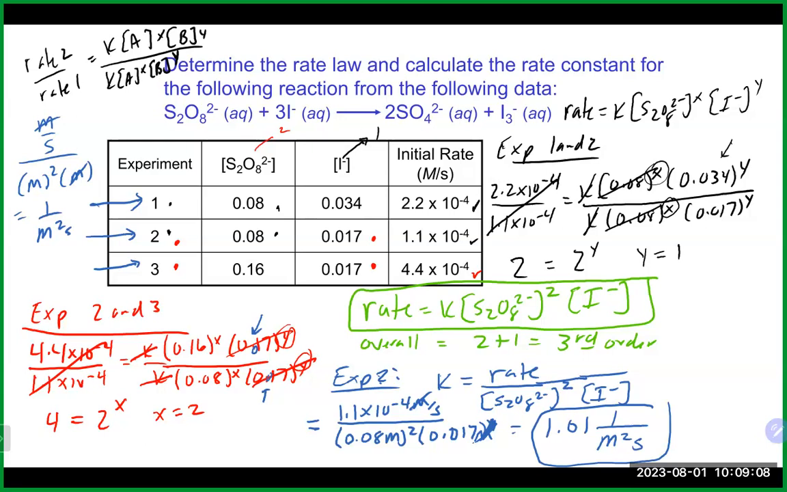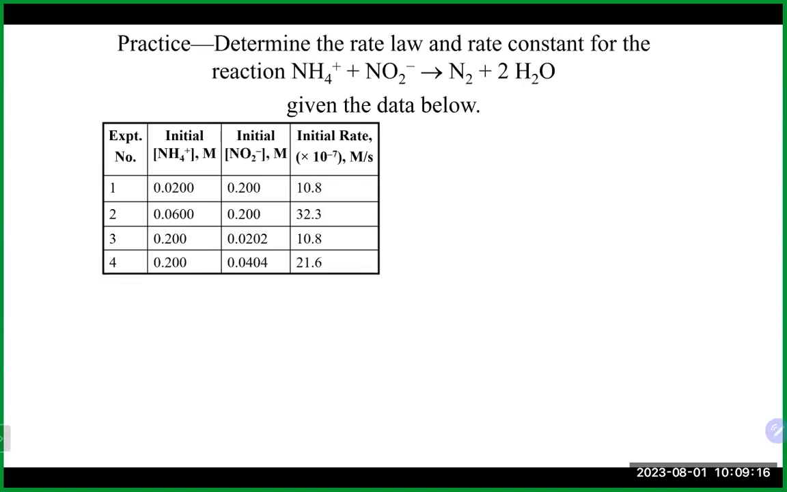All right, let's try one more here and see. I don't think you have that one, so we'll do, I think this is the one you have. So let's see this one, same thing, figure out the rate law, the orders, the overall order of the reaction, and the value of the rate constant. Okay, let's take a look.